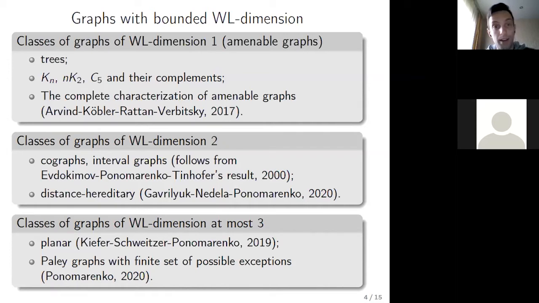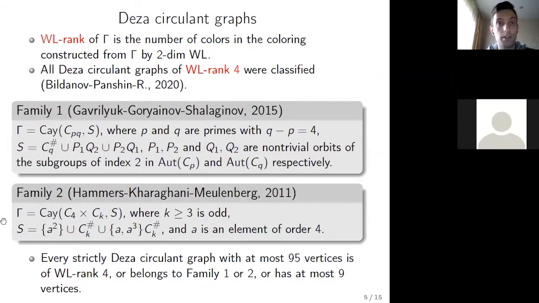So now let's move to our first part, to Deza circulant graphs. I recall quickly some definitions from Ravil's talk. By the WL rank of a graph, we mean the number of colors in the coloring constructed from our graph by the two-dimensional Weisfeiler-Leman algorithm. In fact, the rank of the corresponding coherent configuration. And all Deza circulant graphs of rank 4 were classified this summer.